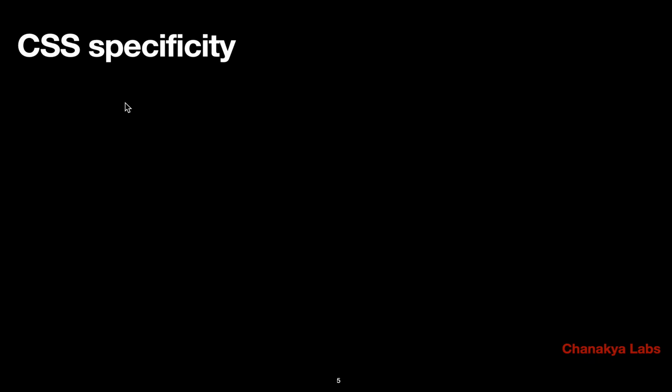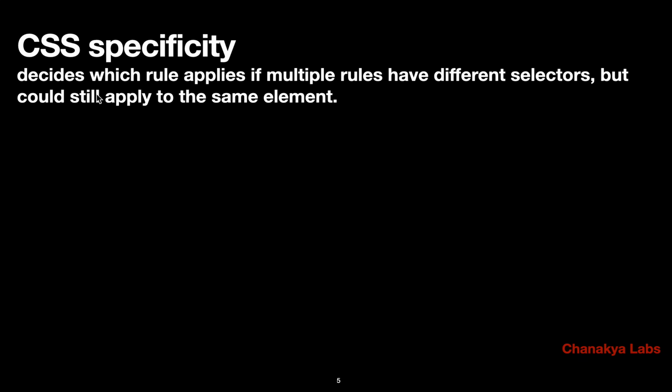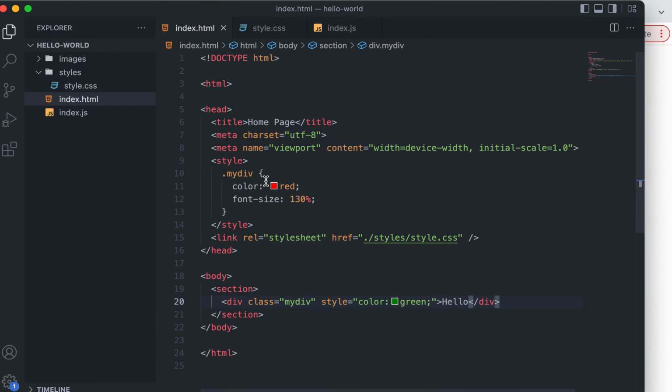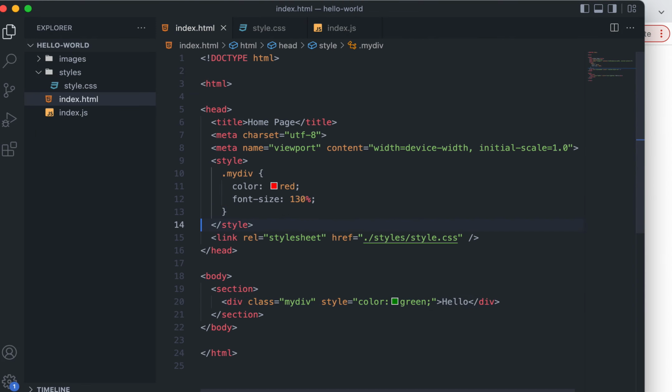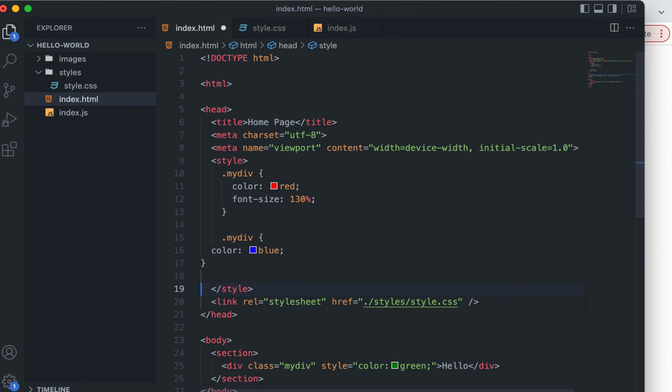Now let's have a look at something called CSS specificity. CSS specificity decides which rule applies if multiple rules have different selectors. So right now we were discussing that, for simplicity, let's move this also to here only, because internal and external, we understood that it's just a matter of ordering.